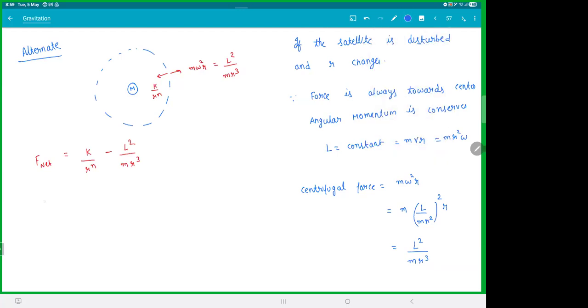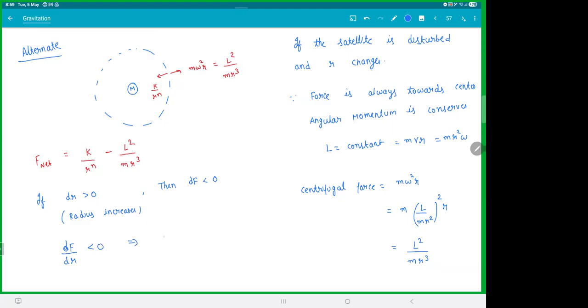And now we will argue if dr is positive, if dr is greater than 0, that means the radius is increased, then dF has to be negative. Means if I pull the particle outside for some reason, then the net force has to be inwards. Isn't that the definition of a stable equilibrium? Then basically this function dF by dr must be less than 0.